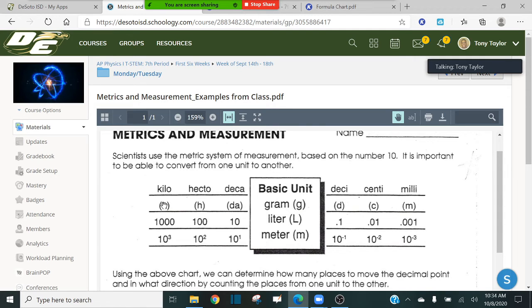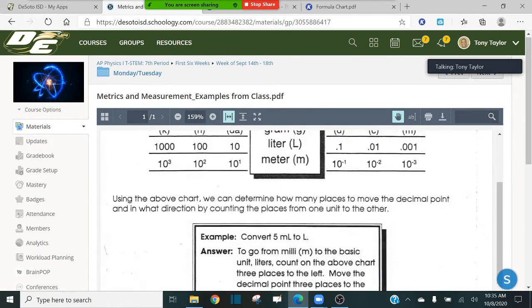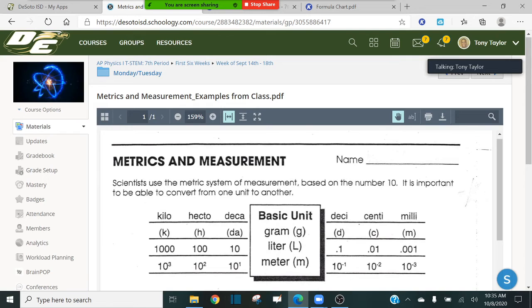In order to go from kilo to centi, basically we need to move over 1, 2, 3, 4, 5 columns to the right. So what that tells us is we need to move our decimal place over 5 places to the right whenever you're converting from kilo to centi. So be sure you understand how to read this table, because there will be a few questions involving converting your units on the test.